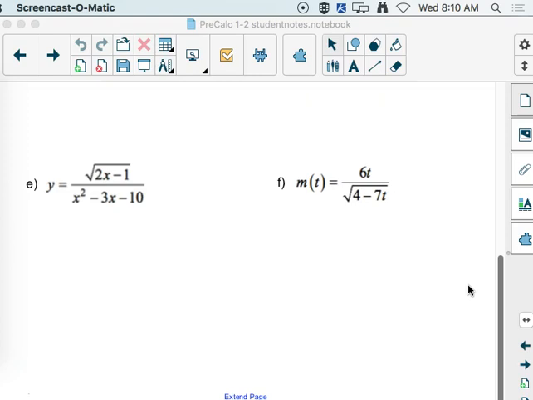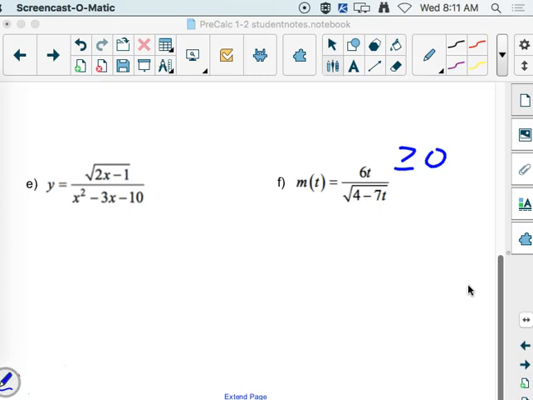And that would be, not only does it have a denominator, so we have to make sure that the denominator is not 0, but it also has a square root. So normally for square roots, we'd say, hey, whatever this is going to be greater than or equal to 0. But we can't do that with this one because it can't be 0. We have to make sure that 4 minus 7t is greater than 0 for the domain of this one.